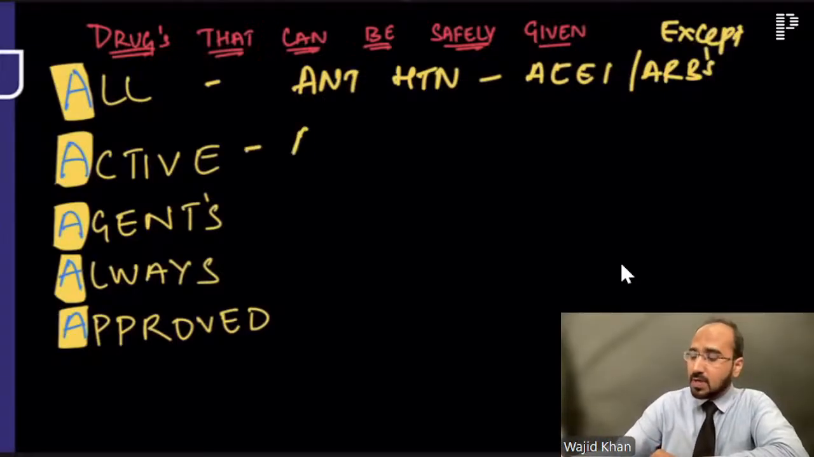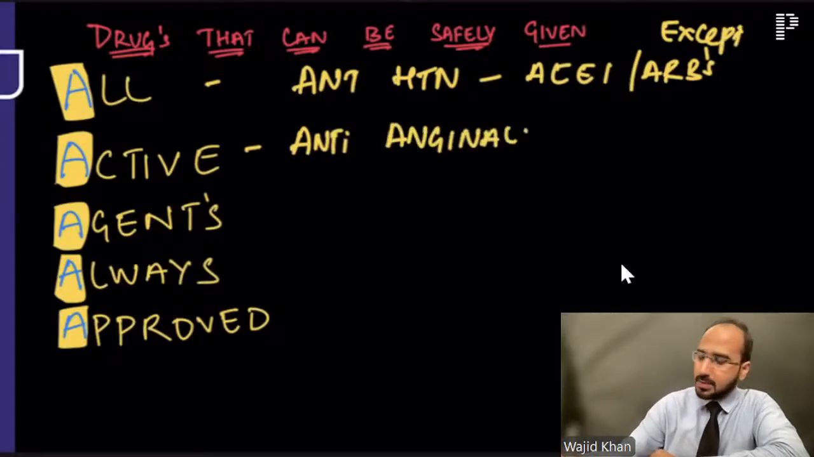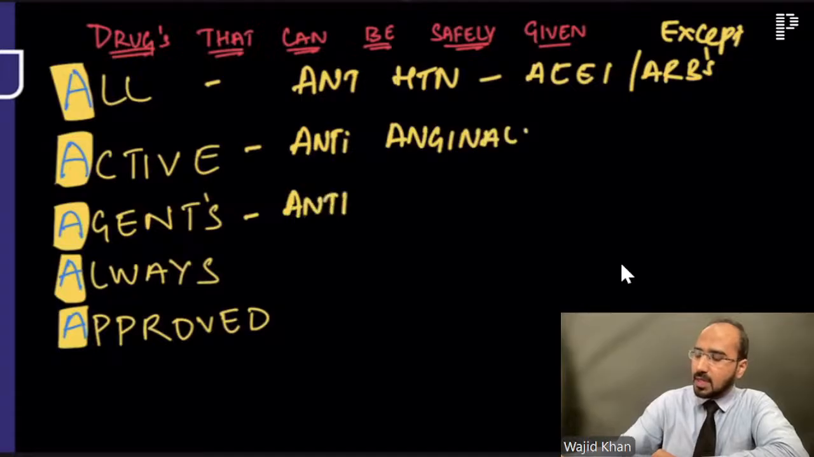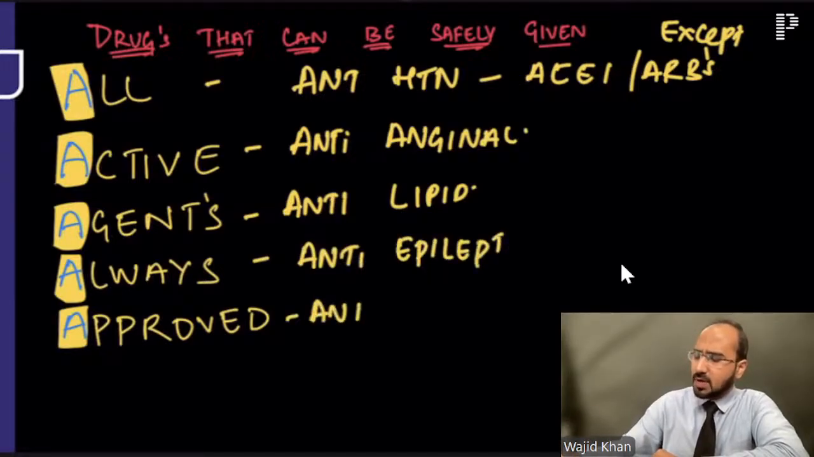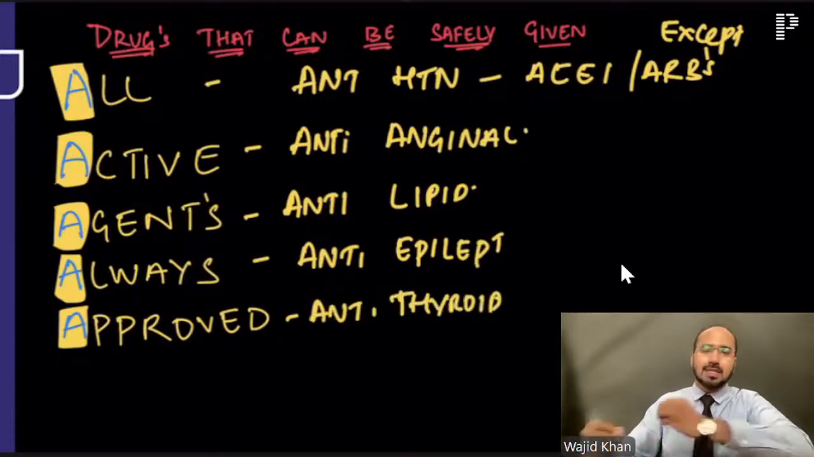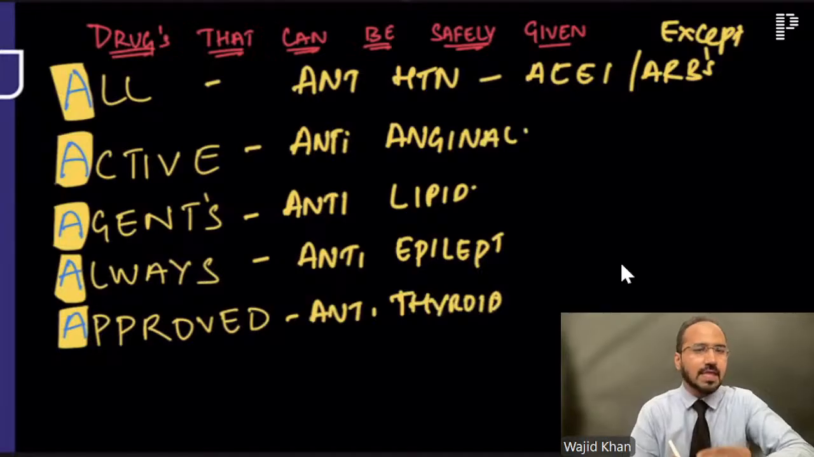Next, A stands for anti-anginal medications. Anti-anginal medications can be continued. Next, A stands for anti-lipidemic or dyslipidemic drugs. Atorvastatin, rosuvastatin can be continued before surgery without any problem. Next, A stands for anti-epileptic medications, which can be continued. And last, A stands for anti-thyroid medications, which should be continued. These are the medications which can be safely given without any problems.